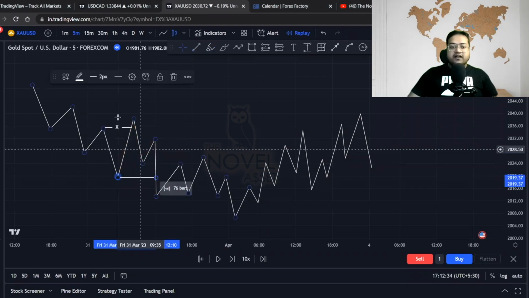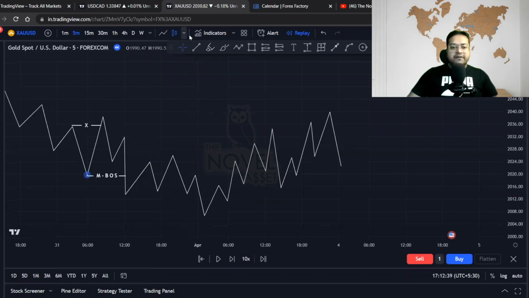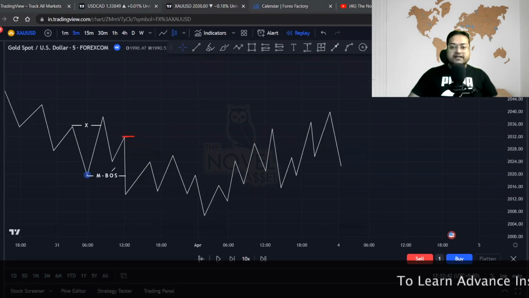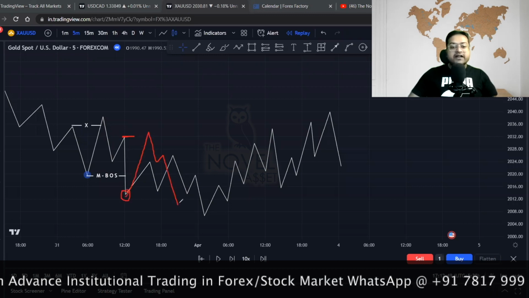When this support is broken out of the market, this is known as the major breakout structure. Now after this, what did happen? The price created this major liquidity just above the major breakout structure. So that means if this low is important, the price will take out this low first and then will try to continue downside, but that didn't happen.